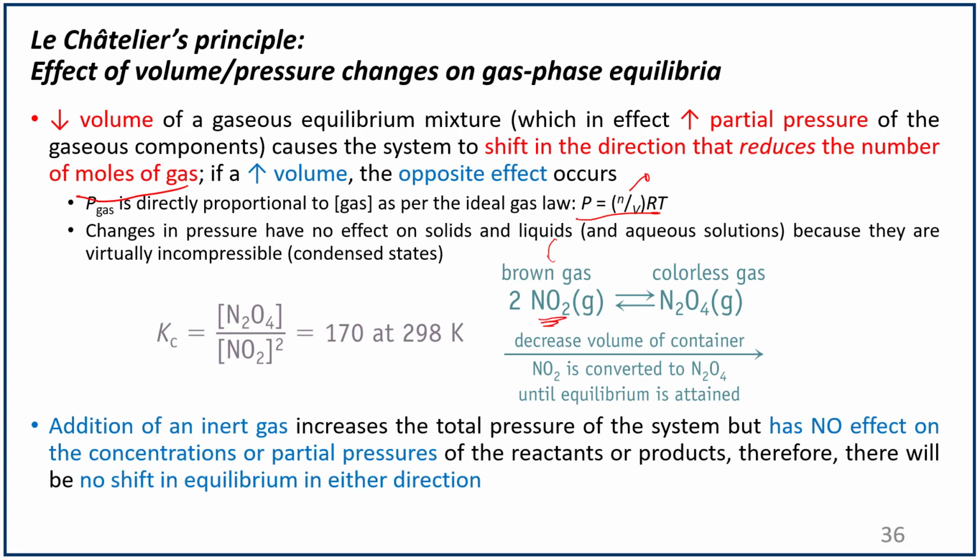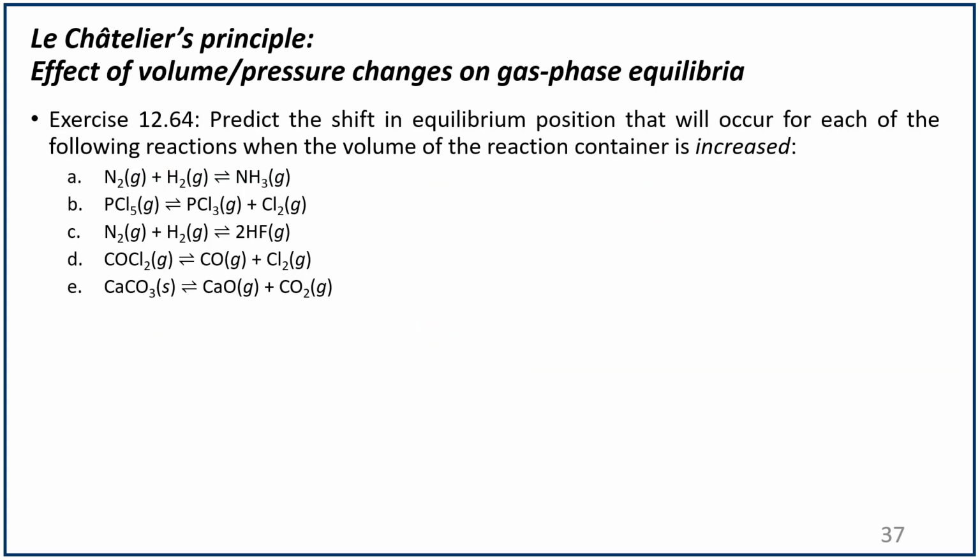Now, if you add an inert gas, it does increase the total pressure of the system, but it does not increase the partial pressures of the gaseous reactants and gaseous products. So it doesn't change their concentration, and therefore the addition of an inert gas does not contribute to a shift in chemical equilibrium. To illustrate, let's work on these problems from exercise 12-64.